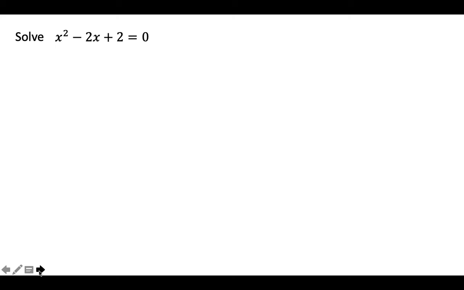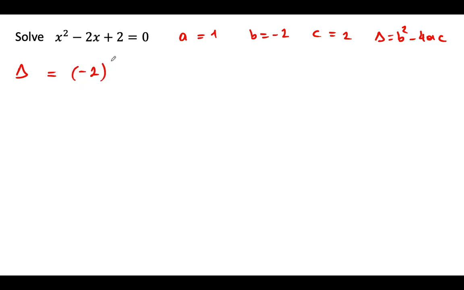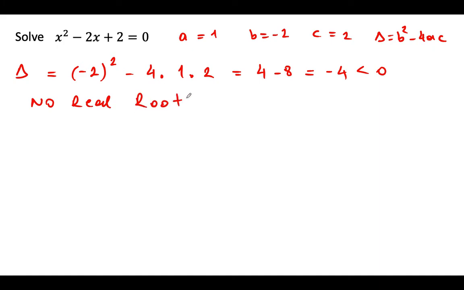What about this question? Can you tell me what will be A, B, C? I hope you said A is 1, B is negative 2, and C is 2. So delta is B squared minus 4AC, which is negative 2 squared minus 4 times 1 times 2, which is 4 minus 8, which is negative 4, less than 0, no real roots. So we have complex roots.